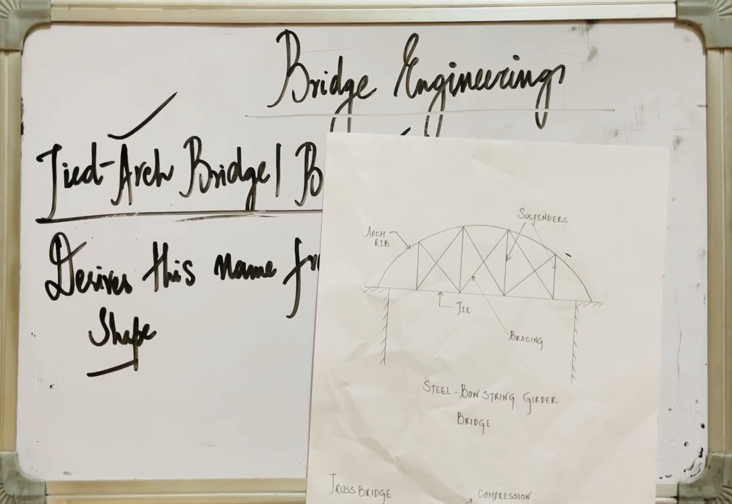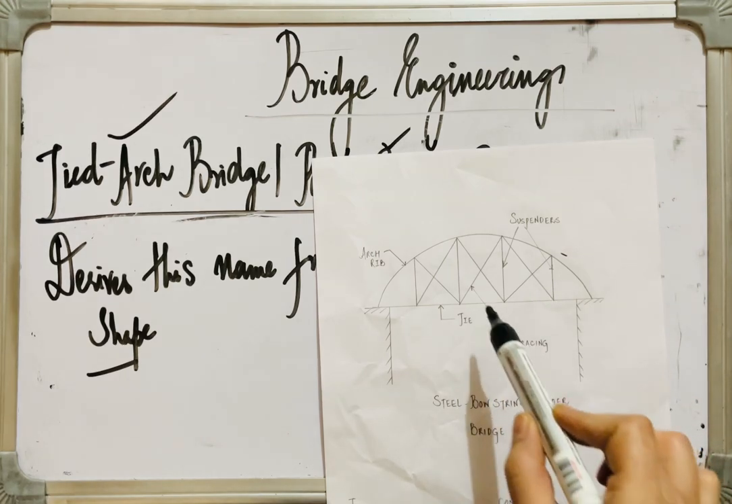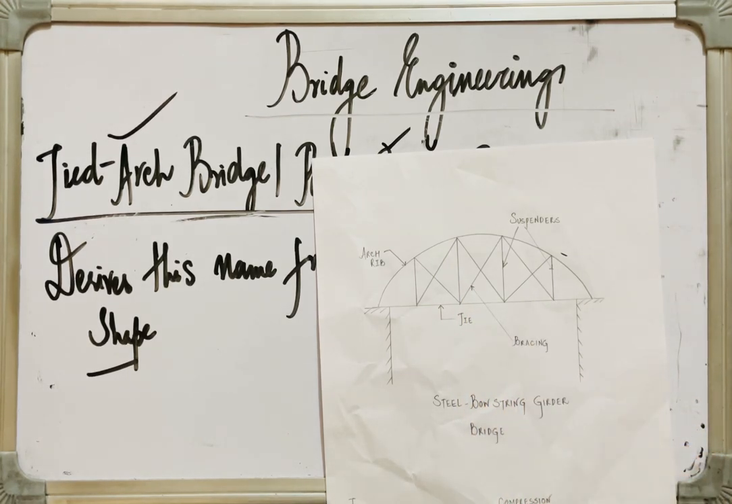And suitable bracing may also be provided in case of steel bowstring girder bridges that you're seeing over here in the diagram. We have also provided steel bracing.